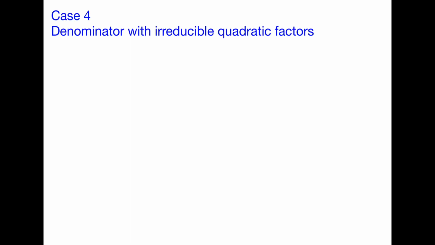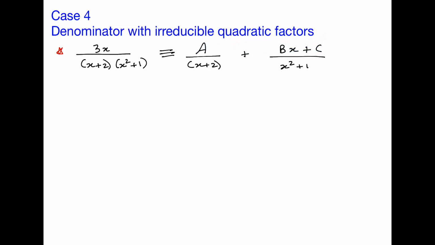In the last case, we will go through denominator with irreducible quadratic factor. In this example, we see the denominator is (x plus 2) and (x squared plus 1). Whenever you have x squared plus any constant, it means that it is a case of irreducible quadratic factor, and the standard result is going to be A over x plus 2 plus (Bx plus C) over (x squared plus 1). Here A, B and C are constants that we need to find.